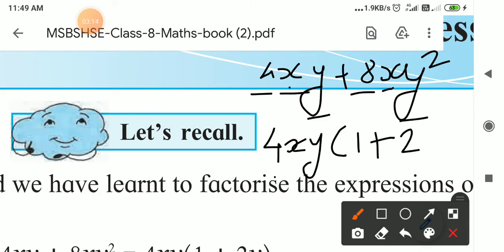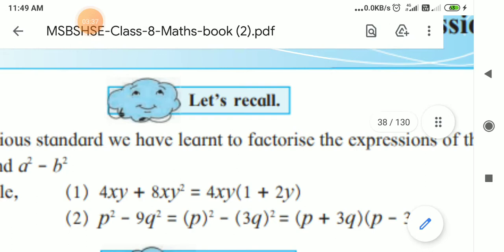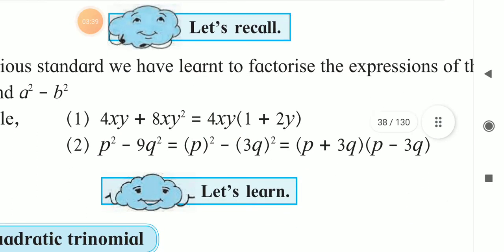This x and this x we took outside the bracket. Here 1 y is there, here 2 y's are there. From that 1 y has gone outside, so from y square, 1 y remains. That's why the factorization of 4xy plus 8xy square is 4xy into bracket 1 plus 2y. So this example we solved.